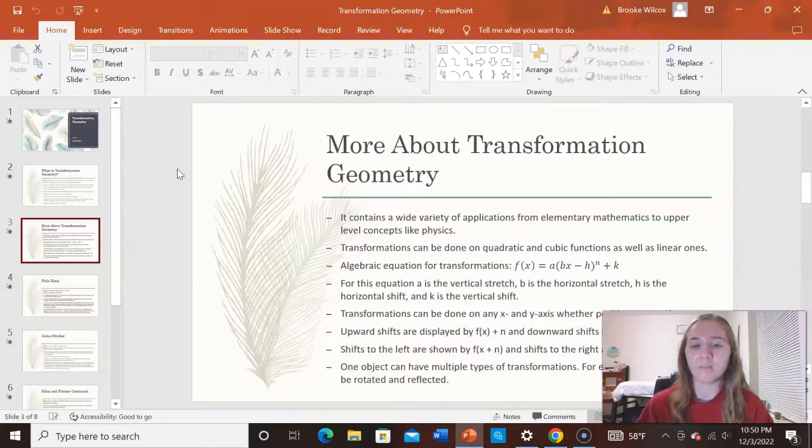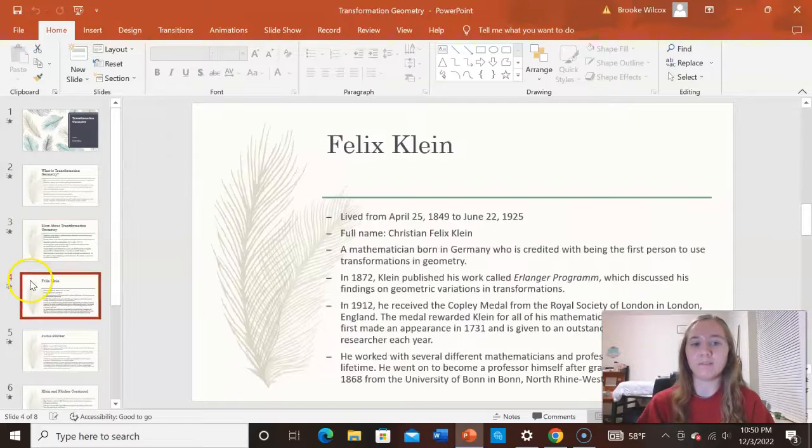One object can have multiple types of transformations. For example, a square can be rotated and reflected. So you can do more than one of these types of transformations on a single object and see how it changes across the positive and negative x and y axes.